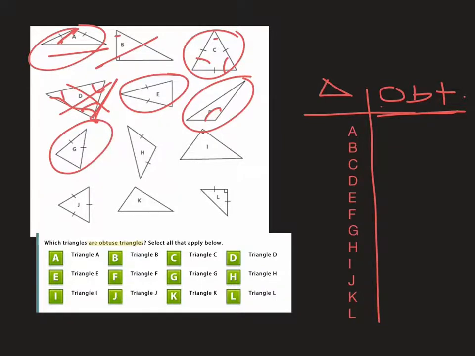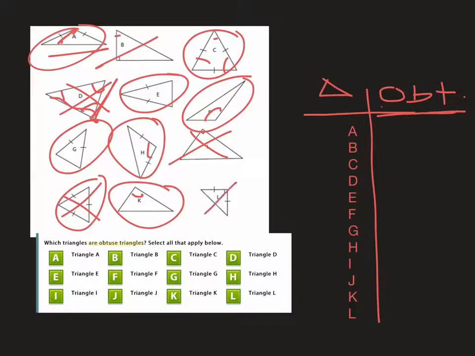This one I can't tell, but it appears that if it was a right angle here, this would be greater than 90. So I think this angle here is obtuse, so I would include that as an obtuse angle. This is a right triangle, so that doesn't count. Equilateral, they're all acute. This one appears to be greater than 90 here, so I'd say that's obtuse, and this is a right angle, so that it is a right triangle.